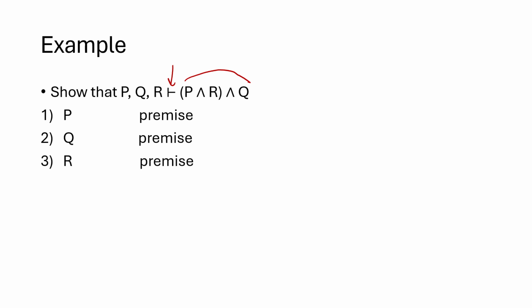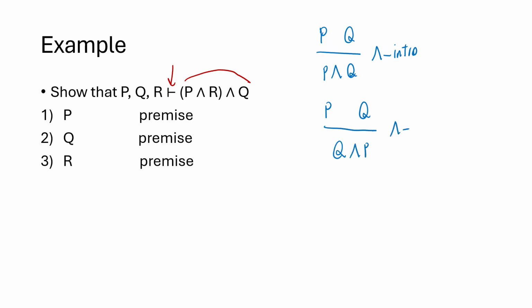Now, what can we do? If you look at the formula that, let me write it here on the corner. We had, if we know P and we know Q, we can infer P and Q. And this was called AND intro. And then the other version was, if we know P and we know Q, we can infer Q and P. And this is also called AND introduction, right? So this is the only rule of inference that we know at the moment.